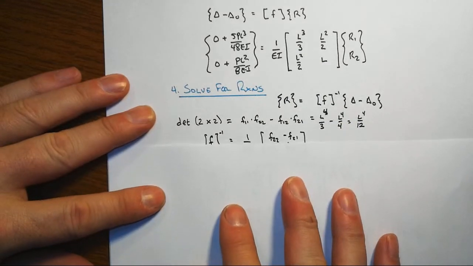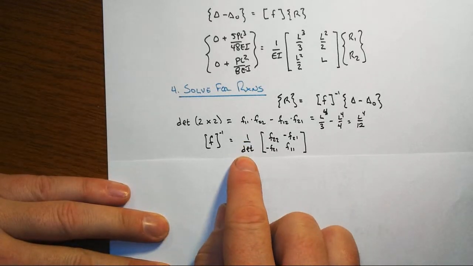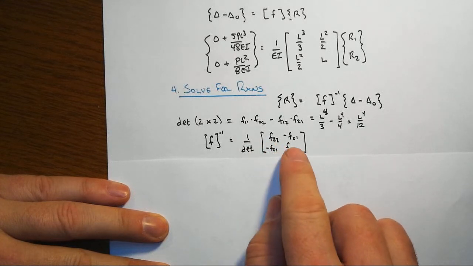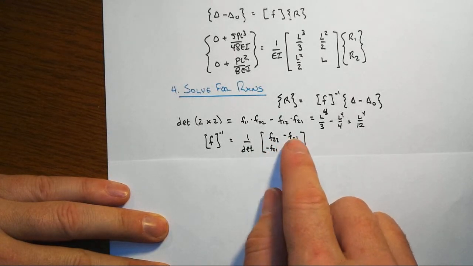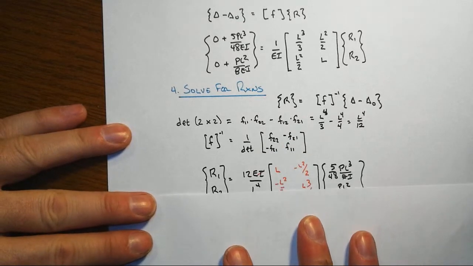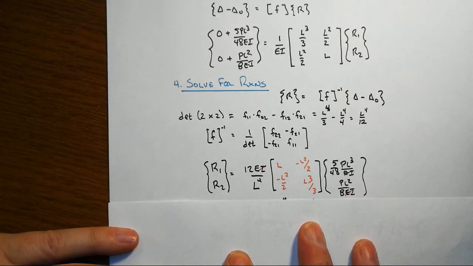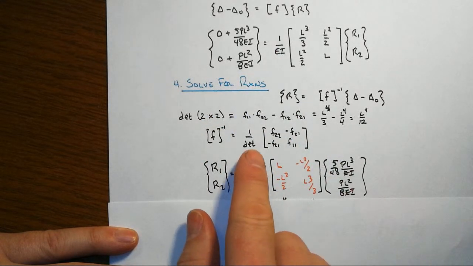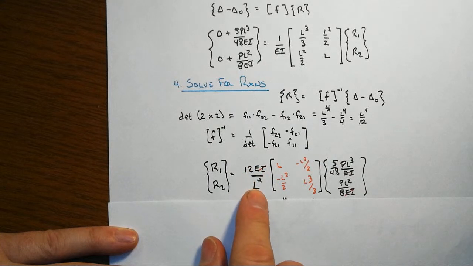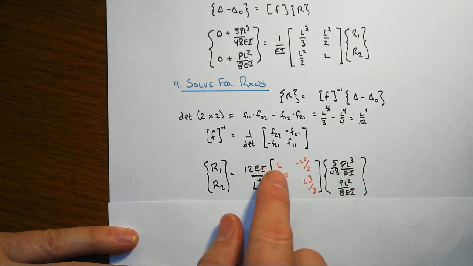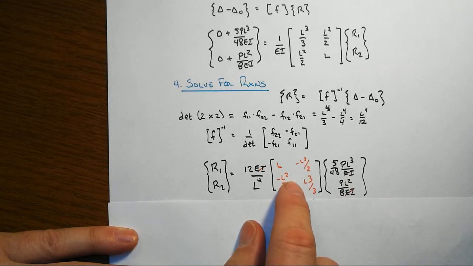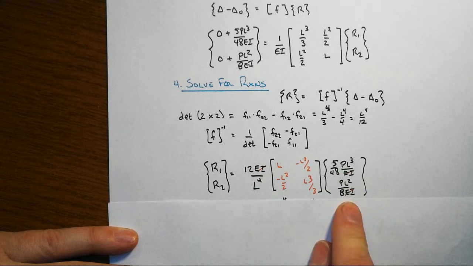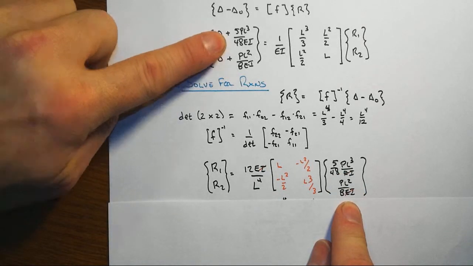And then the inverse itself involves taking 1 over the determinant, and then you swap the roles of the major diagonal, and then swap the roles of the off diagonal, but you also put a minus sign in there, so that we end up with, in our case, this EI constant here, and we have the determinant as L to the 4th over 12, so when we take 1 over that, we get 12 EI over L to the 4th, swap the roles of the major diagonal, swap the roles of the off diagonal, and put a minus sign in here, and here are the displacements that we determined up here.